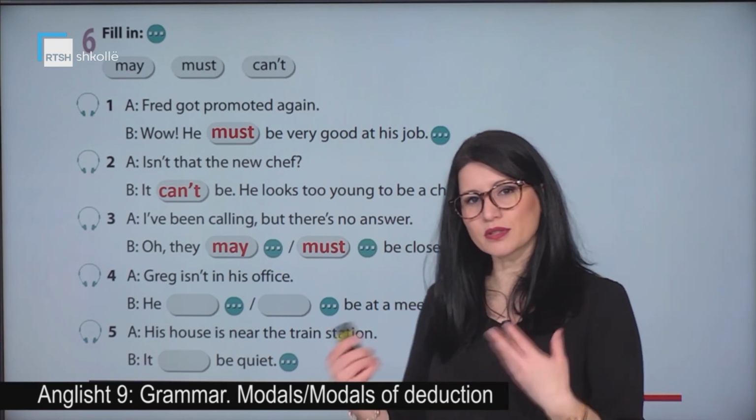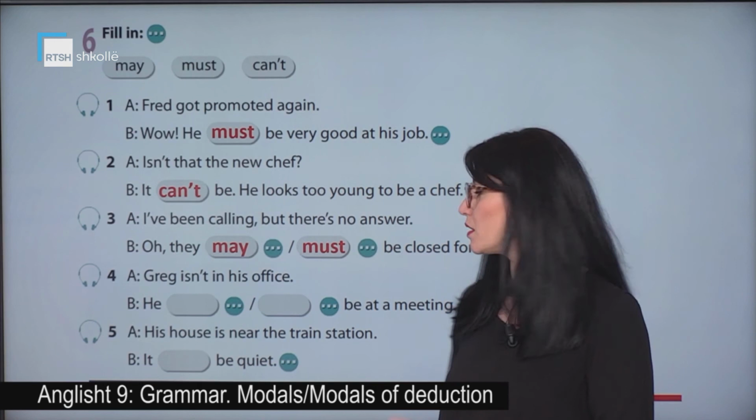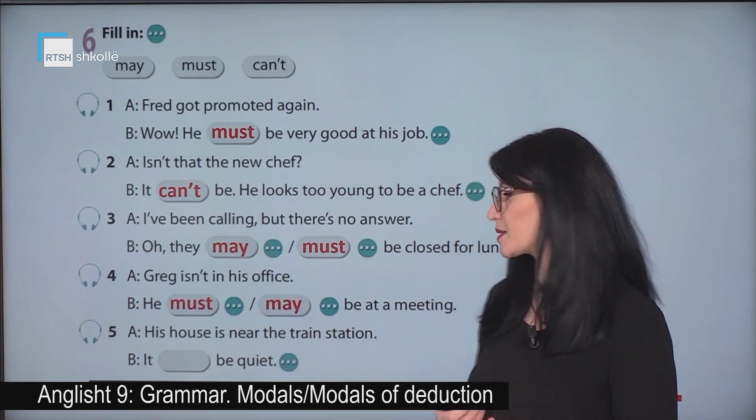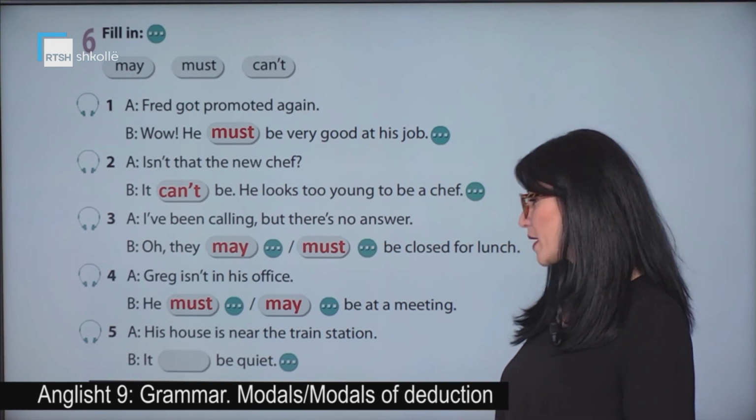So, what are the modals of deduction that we might use here? And it is must or may. It's exactly the same thing with the previous sentence. His house is near the train station.